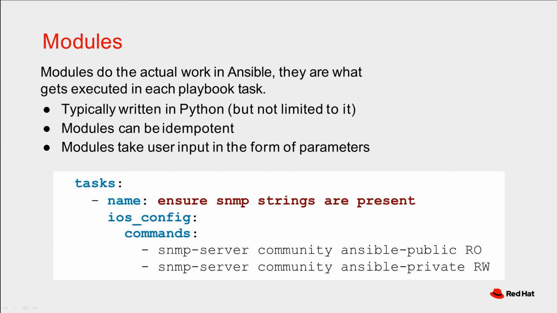And then modules can be idempotent. This is a fancy word for saying it's only going to make that change once. So if we run this playbook over and over again, it's only going to send these two commands to the router, or the switch, or whatever it is, the first time. The second time, and each subsequent time, it's going to check to see if those two community strings are there. And if they are, it's just going to say they're already present, no need to do anything else.